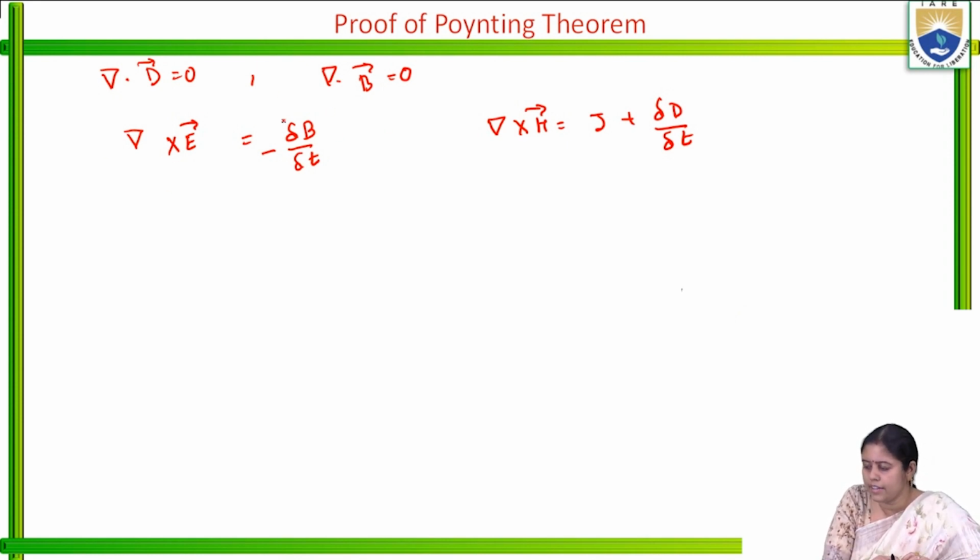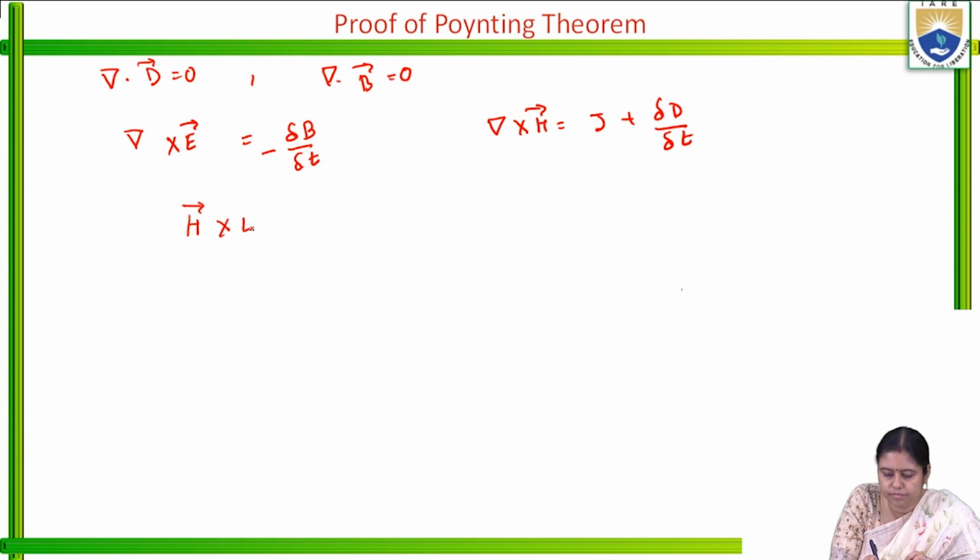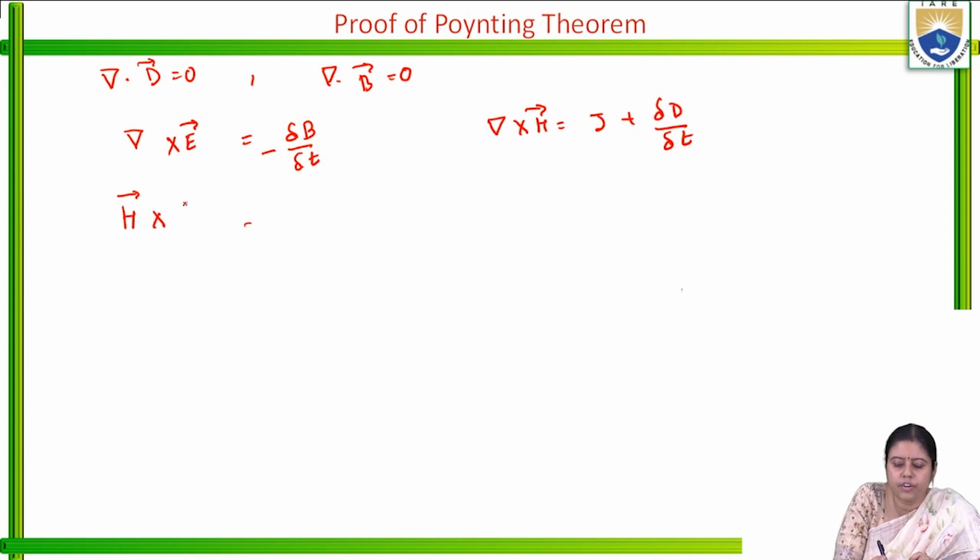We are taking this grad cross E. So what are we doing here? We are taking the scalar product of H into E. So we are taking the H into both sides. We are doing the cross product on both sides.